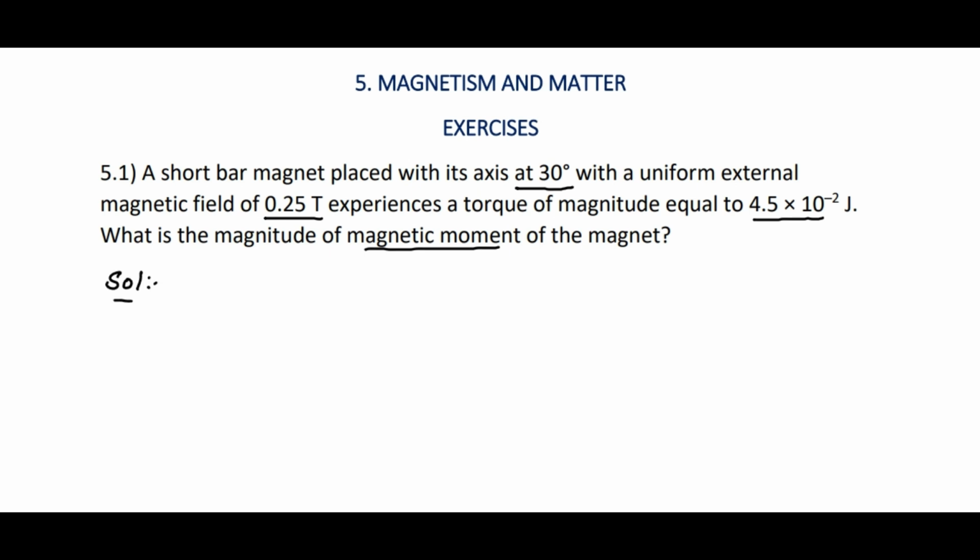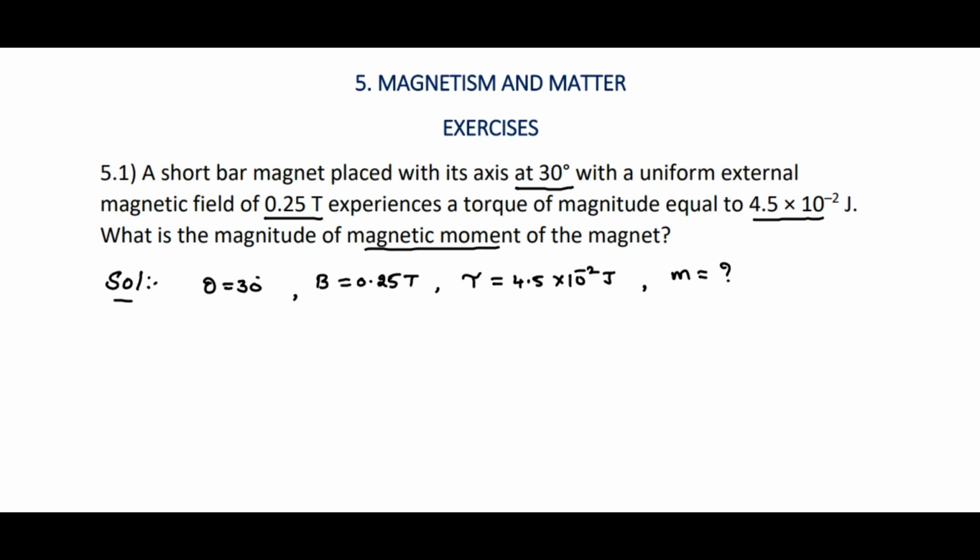Here the given values are theta is equal to 30 degrees, that means the angle between magnetic moment and magnetic field, and magnetic field value B is equal to 0.25 Tesla, and torque value tau is equal to 4.5 into 10 power minus 2 joule. What we need to find out? The magnitude of the magnetic moment we need to find out.